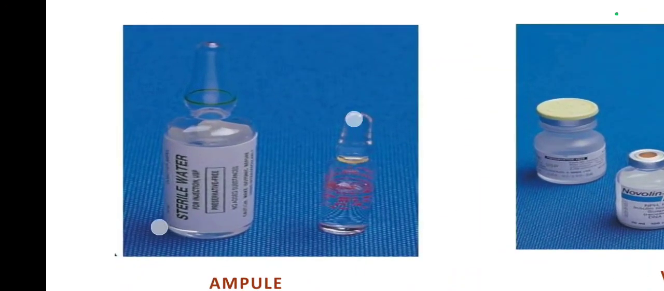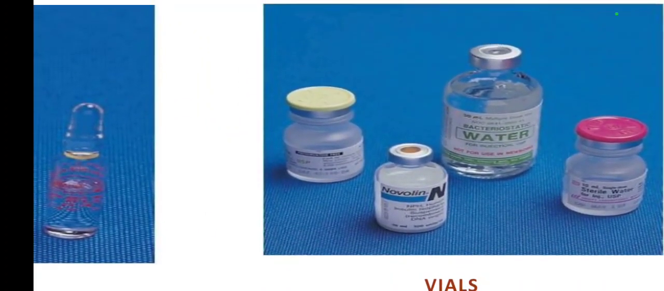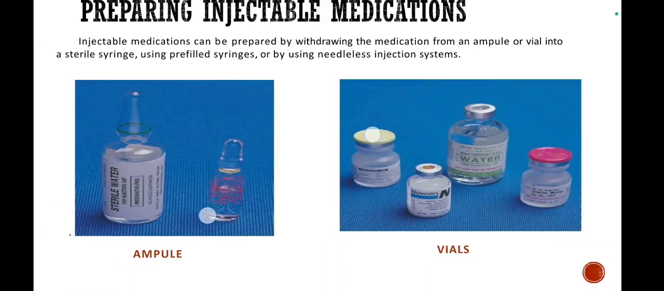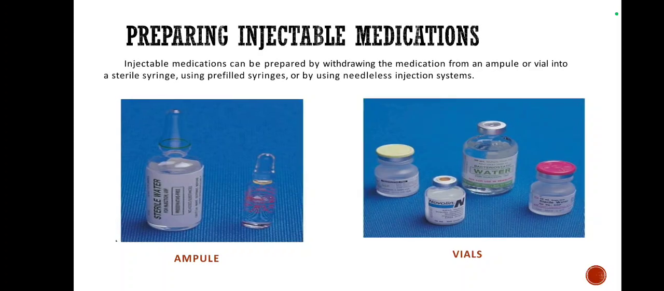So this is an example of an ampule, and we have your vial, wherein a sterile syringe is used to withdraw the medication using pre-filled syringes or by using a needleless injection system. Vials and ampules have different colors and different images depending on the manufacturer and also on the place of origin of that specific medication.